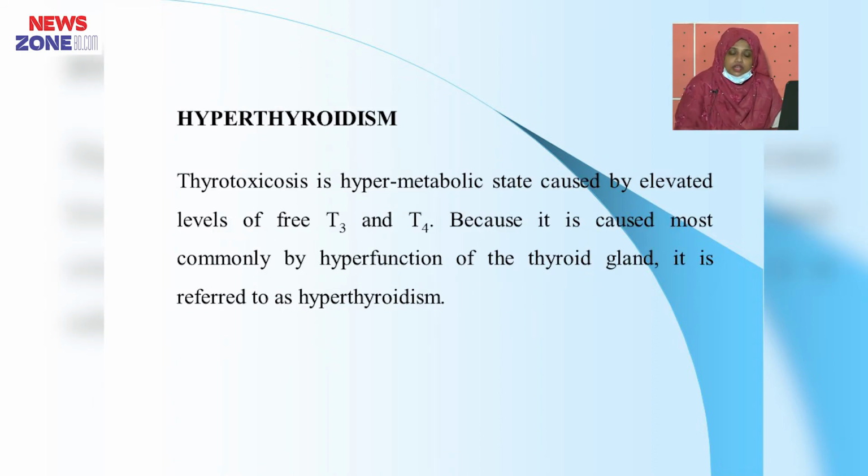Now, I am going to elaborate what is hyperthyroidism. Hyperthyroidism, also called thyrotoxicosis, is a hypermetabolic state caused by elevated levels of free T3 and T4, and it is caused most commonly by hyperfunction of the thyroid gland, so it is referred to as hyperthyroidism.